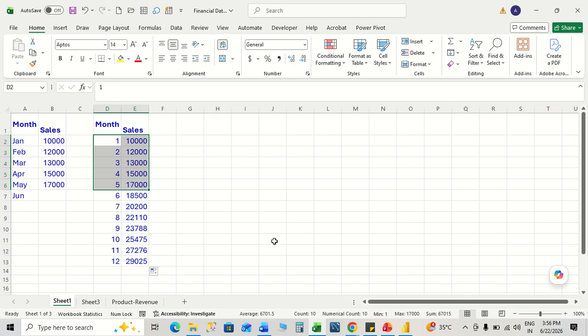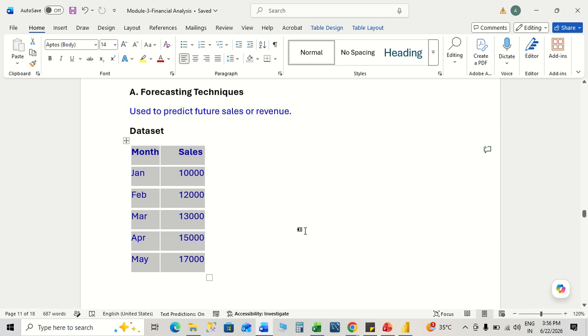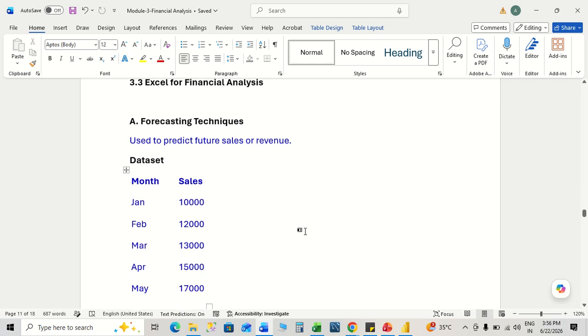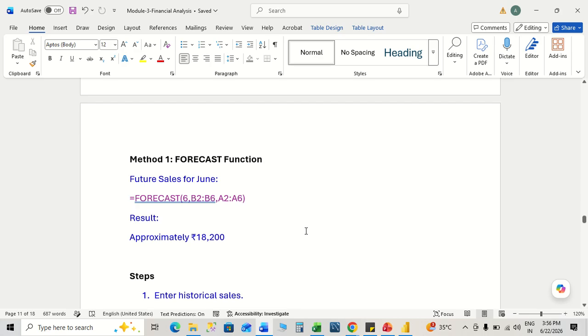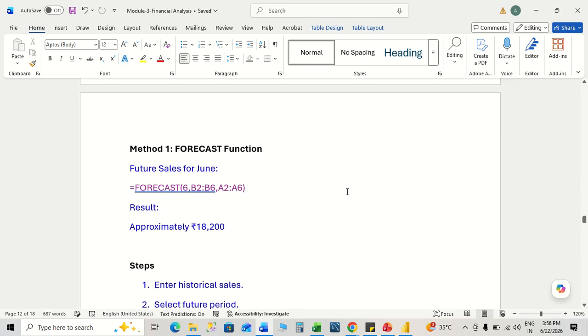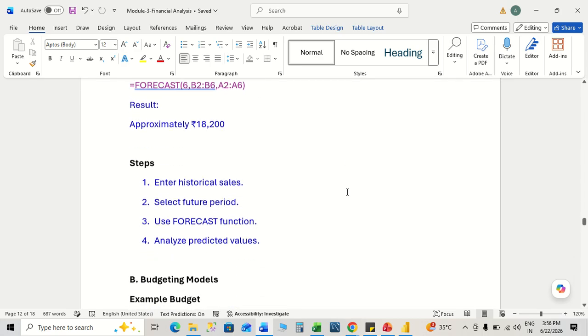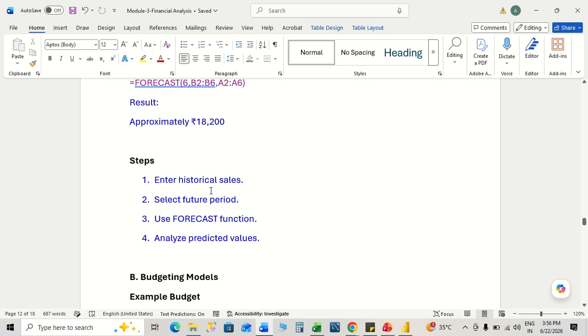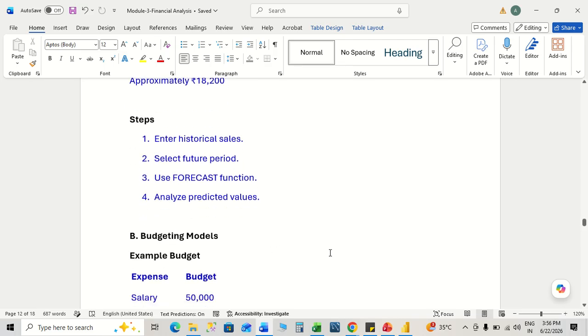A data engineer can do these things, analyze the data, and they can help the business manage things. So we are ready for a future in which these kinds of sales will increase. What are the trends? Let's see some more examples. So this way we can forecast in financial analysis. What is the function? Forecast. These are the steps we already did: enter the historical sales, select the future period, use the forecast function, analyze the predicted value.